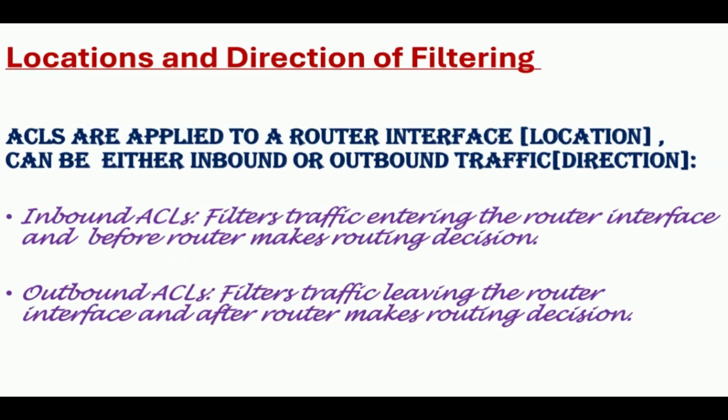Locations and direction of filtering. ACLs are applied to a router interface. Location can be either inbound or outbound traffic direction. Inbound ACLs filter traffic entering the router interface and before the router makes a routing decision. Outbound ACLs filter traffic leaving the router interface and after the router makes a routing decision.